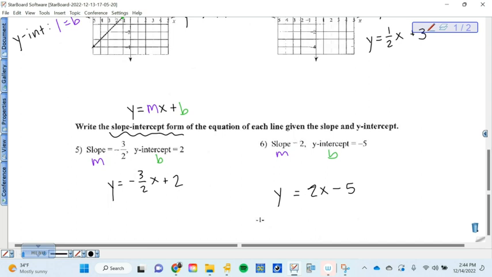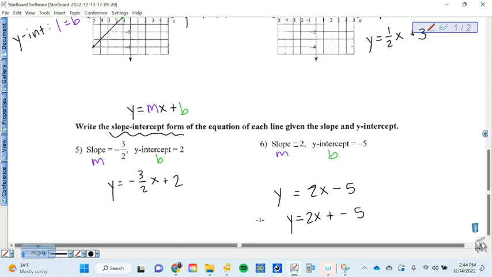Yeah, I think it's a positive 2 on your paper, isn't it? Yeah. So just y equals 2x, and you said plus -5. That's also acceptable. But you can also just write it like this. Instead of plus -5, you can just say -5. Okay? We okay on that?